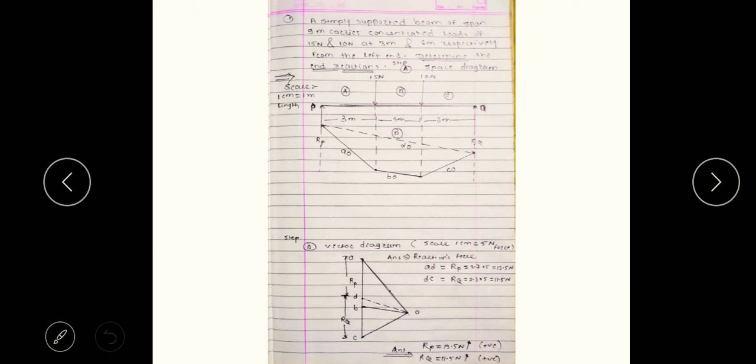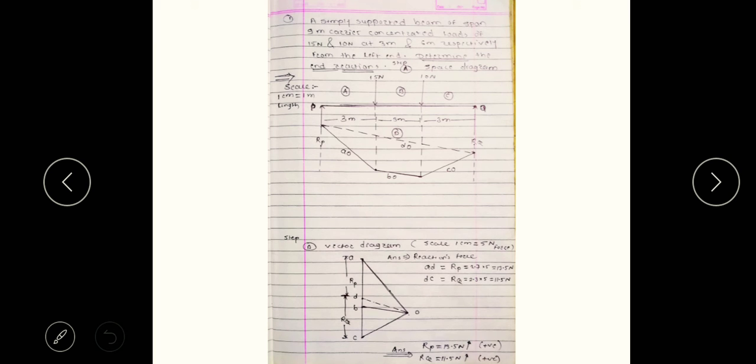So in this numerical we have to find the support reactions, and you can see the P and Q points in the diagram, which indicate the reaction support points. RP is the first reaction and RQ is the second reaction. Both are at the ends. Here is the RP and here is the RQ.